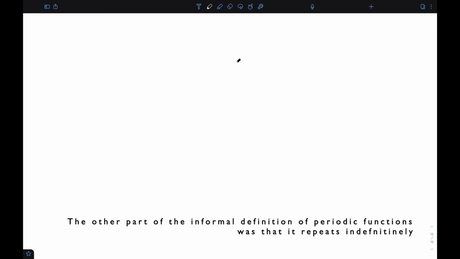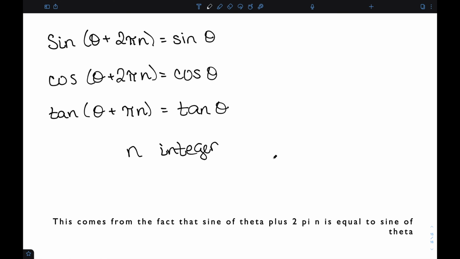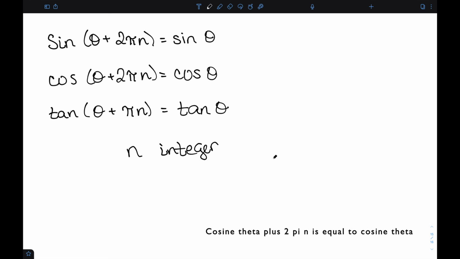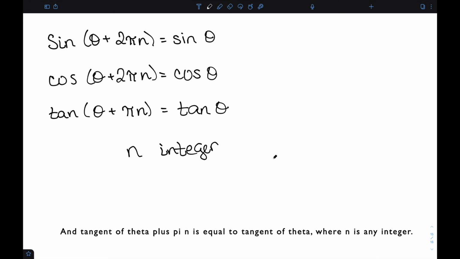But the other part of the informal definition of periodic functions is that they repeat indefinitely. So how can we see that they repeat indefinitely? This comes from the fact that sine of theta plus 2 pi n is equal to sine of theta, cosine of theta plus 2 pi n is equal to cosine theta, and tangent of theta plus pi n is equal to tangent of theta, where n is any integer. So we don't have this just repeat once, we have it repeat every single time we come up to a 2 pi, or a pi in the case of tangent.